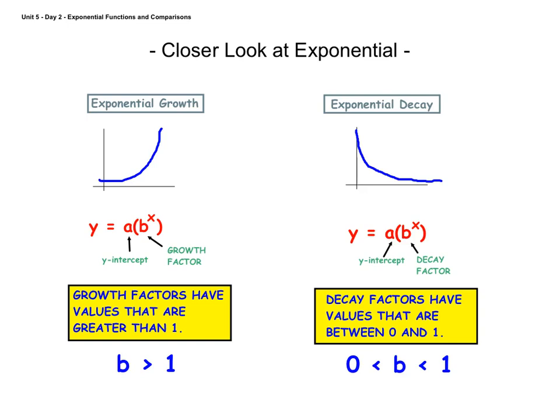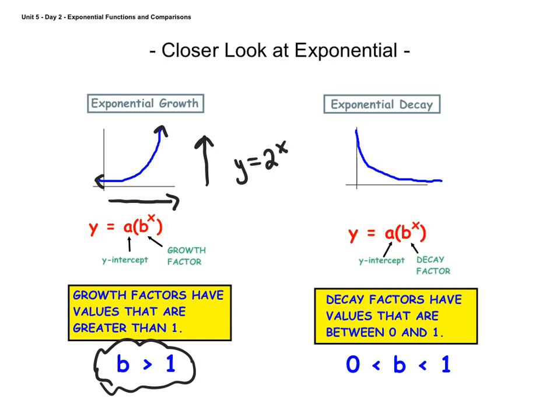An exponential growth function, with arrows on the ends, as your x values get bigger, your y values get bigger. That means that the growth factor is bigger than 1. This base number has to be bigger than 1. So this could be y equals 2 to the x: 2 to the first, 2 to the second, 2 to the third. As your exponents get bigger, your y values get bigger.